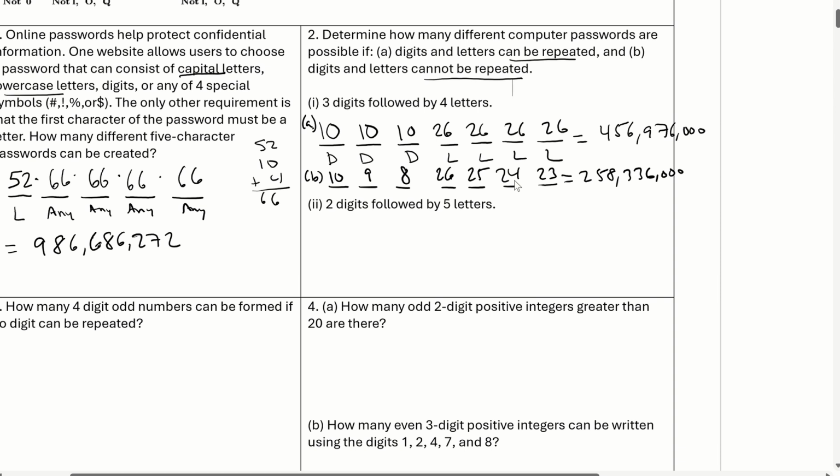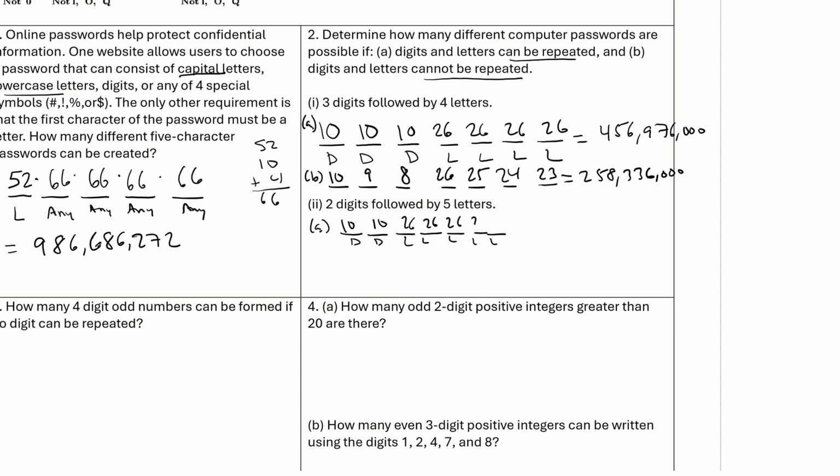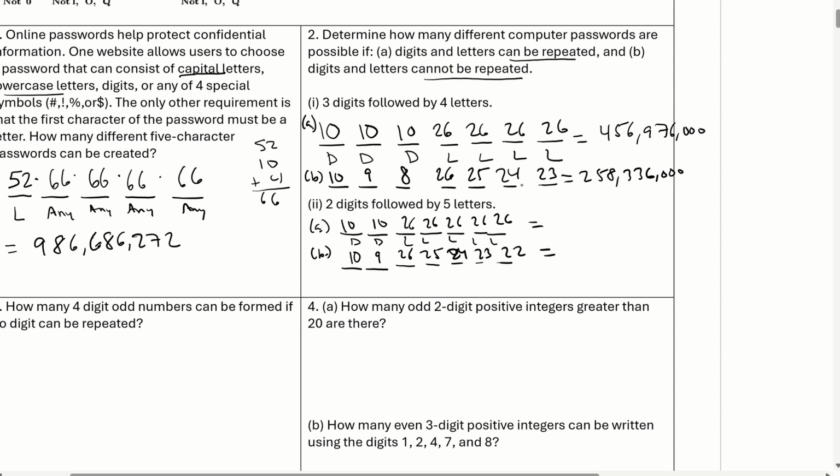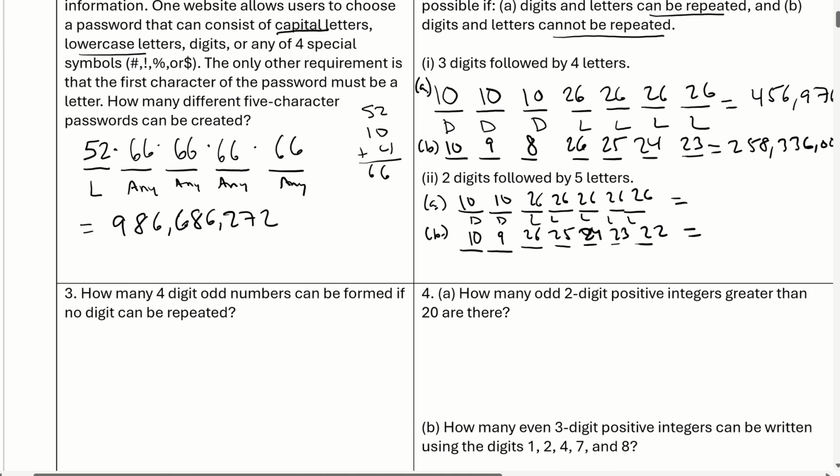All right, and then it says 2 digits followed by 5 letters. And again, we're doing part A and part B. So 1, 2, 3, 4, 5. We got 2 digits and then 5 letters. So again, 10 times 10, and then we got 26. For part B, it says cannot be repeated, so it's going to be 10, then 9. And that's it. You can go ahead and get the answer for that, but that's how you would do your work.